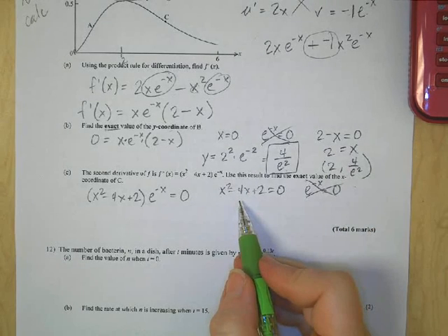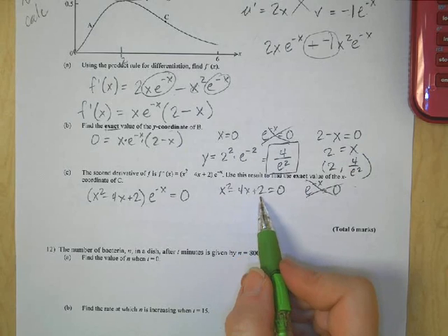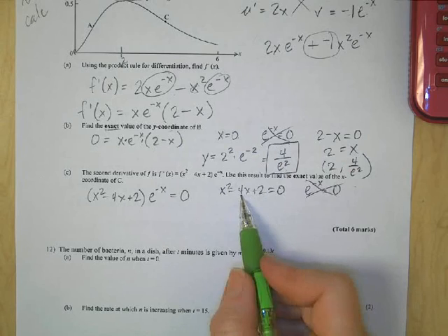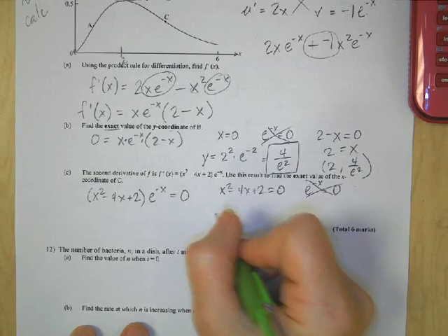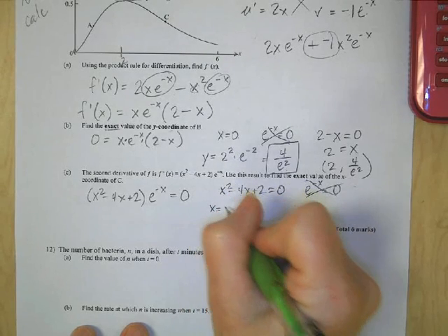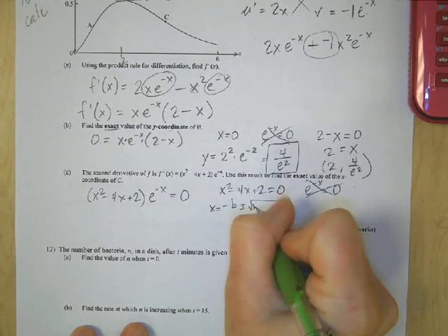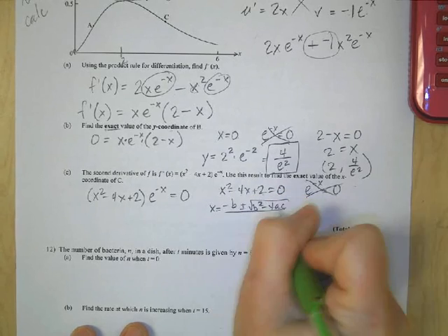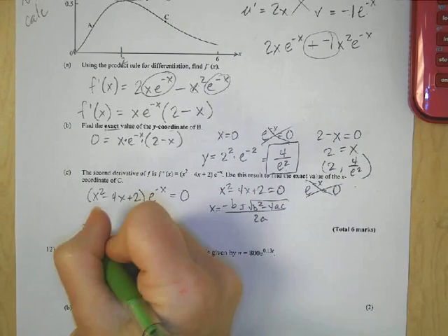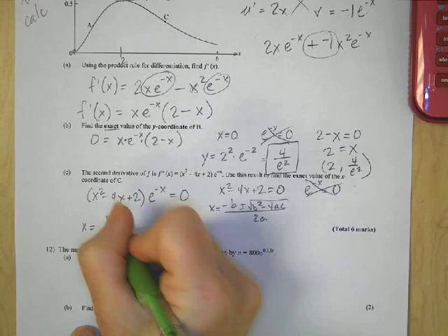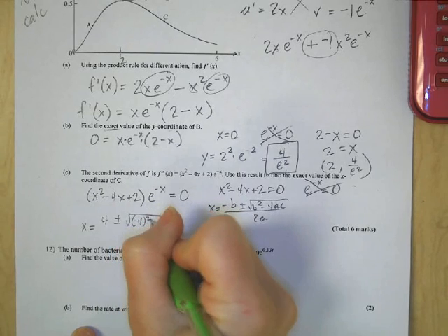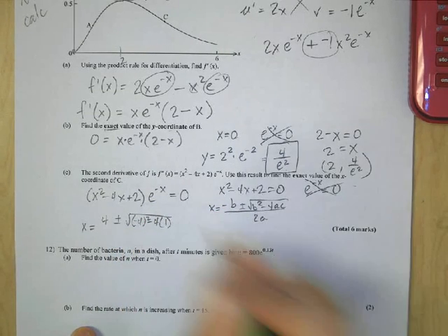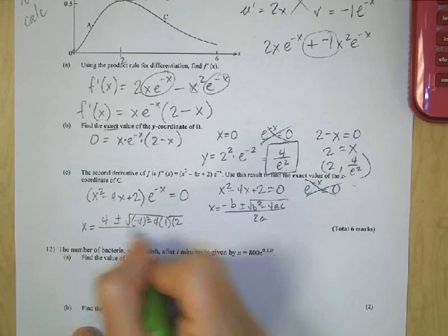I want to find the exact value. This is not factorable. I can't find two numbers that multiply to give me 2 that are going to add to give me negative 4. So I'm going to have to use the quadratic formula, which is in the formula packet, in case you don't remember it. So it's x equals negative b plus or minus square root b squared minus 4ac, all divided by 2a. So I get x equals negative b would be positive 4, plus or minus square root b squared minus 4 times a times c, all divided by 2a.